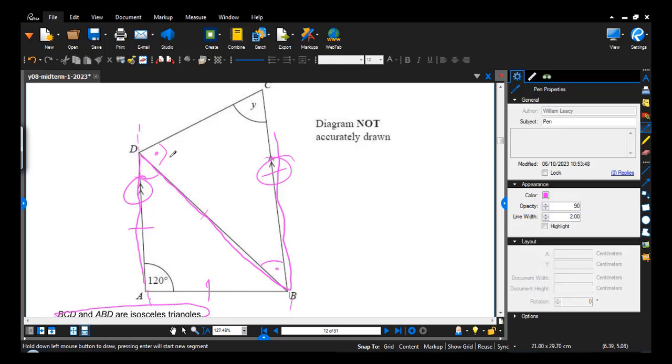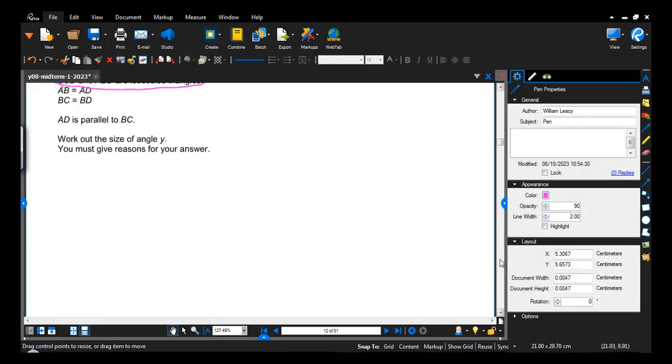Let me see. So, yeah, sorry. This angle here and this angle here, there's going to be some kind of relationship. It's going to be like alternate, corresponding, or co-interior. So check that out.